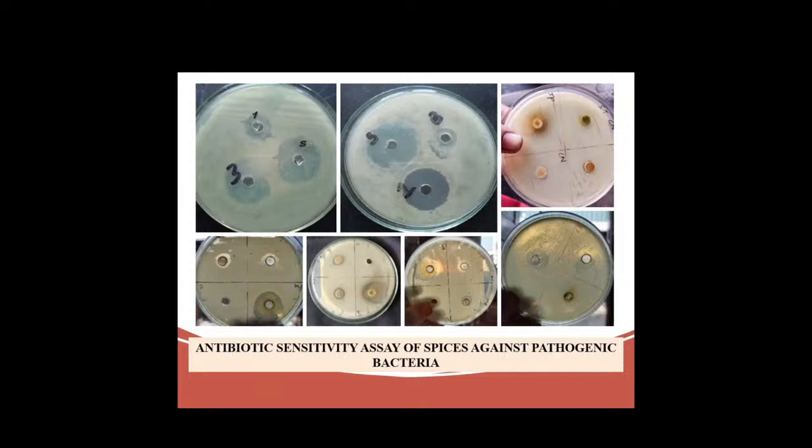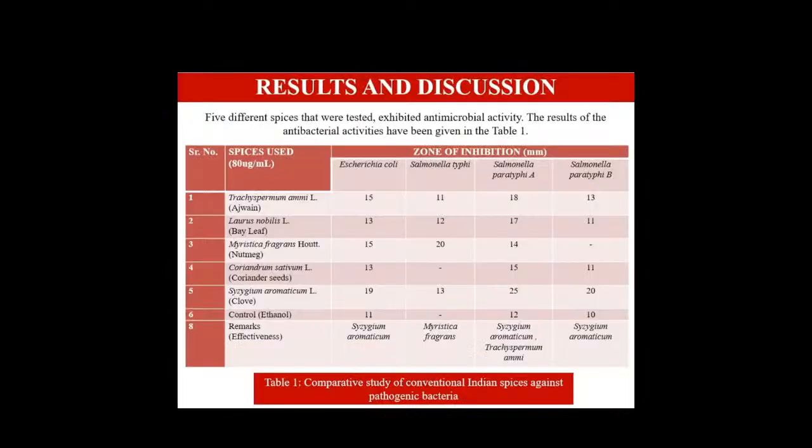Whereas clove was quite impressive. It showed the highest inhibition zones: 19 mm for Escherichia coli, 13 mm for Salmonella typhi, 25 mm for paratyphi A, and 20 mm for paratyphi B. The control ethanol had its own play. It showed 11 mm for Escherichia coli, didn't show anything on Salmonella typhi, and showed 12 mm for paratyphi A and 10 mm for paratyphi B.